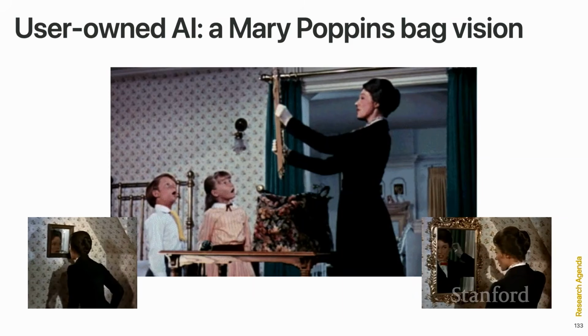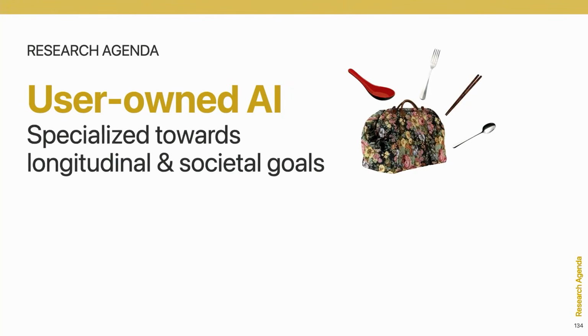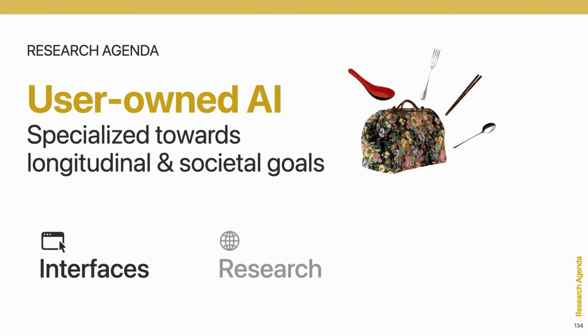It's a technology that we own and curate. It has many functions available, but importantly, it only surfaces the specific one that I need right now for me. My research vision is for this type of user-owned AI, where everyone can own their own Mary Poppins bag that specializes for them in real time, and not just towards immediate goals, but towards their longer longitudinal user goals and broader societal goals. And this line of work really means that we have to rethink how we design our interfaces, how we structure our own research, and also how we govern AI systems.